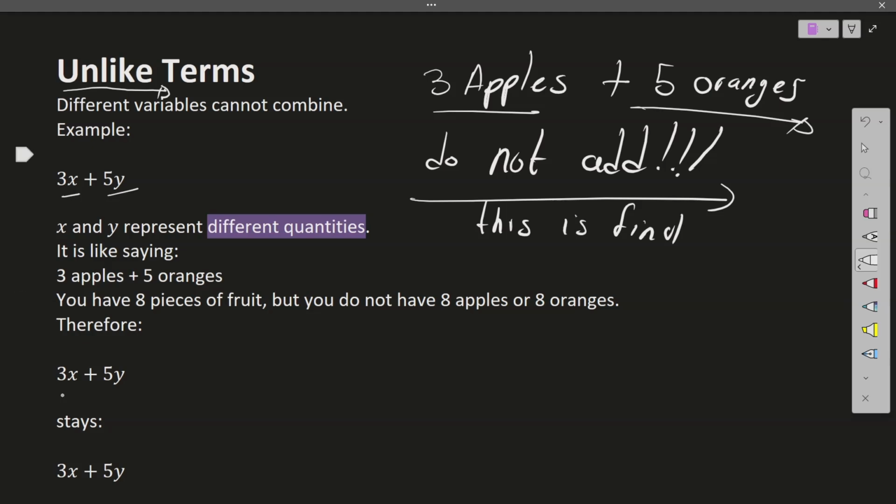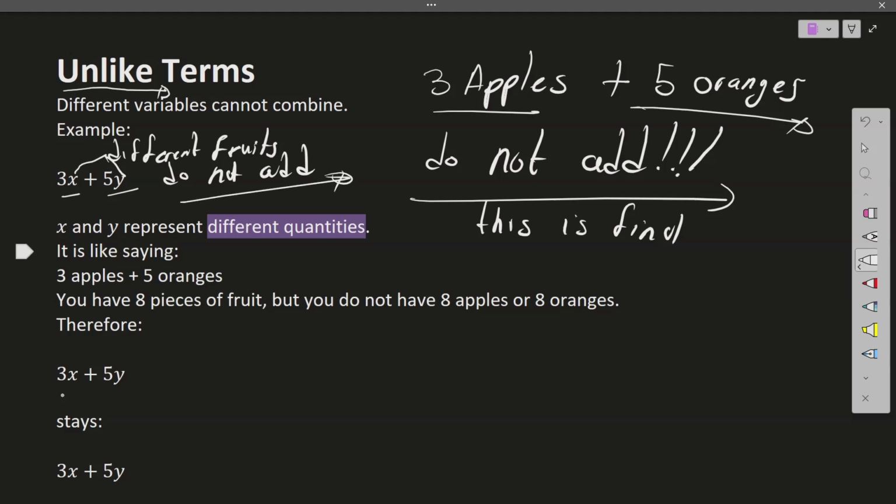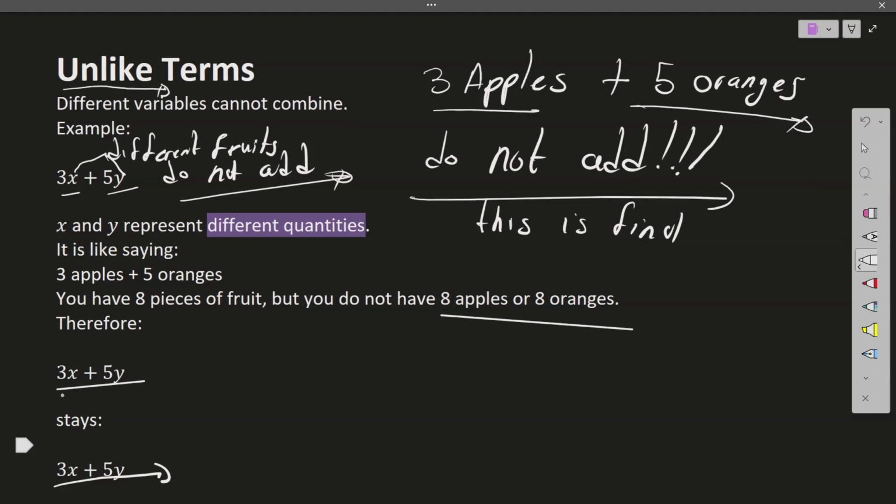So this is a different fruit from this one. So this x and this y are different fruits. Do not add them. Different fruits, you do not add. I emphasize this. So x and y represent different quantities. This is like saying 3 apples plus 5 oranges. You have 8 pieces of fruit, yes, but you do not have 8 apples or 8 oranges. Therefore, 3x plus 5y stays as 3x plus 5y.